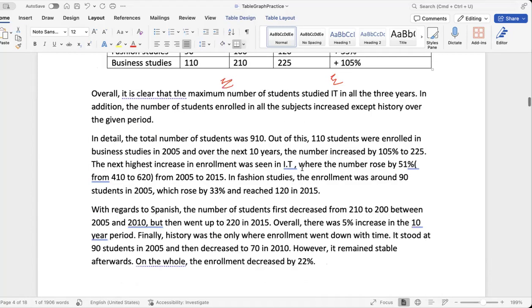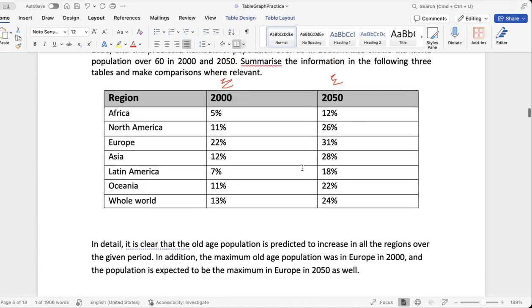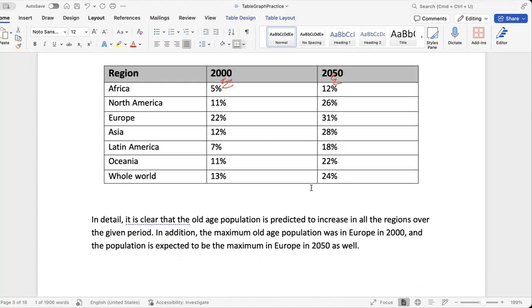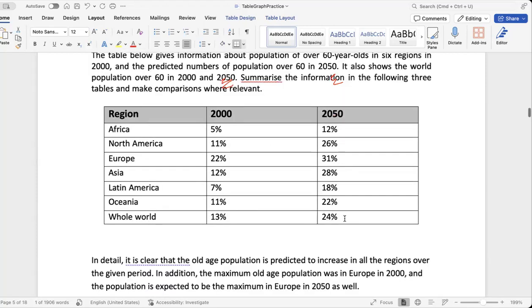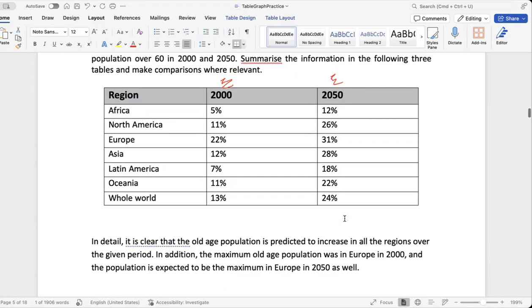Understood. So in increase and decrease, we write "over the given period". In maximum, stop writing "over the given period". Write the years when it was the maximum. Okay. I hope this is clear for everyone now. So this was the logic. I hope it is clear for everyone that you have to use the future tense here.